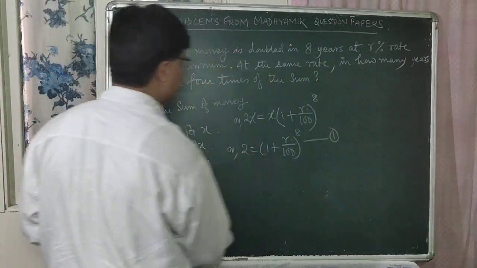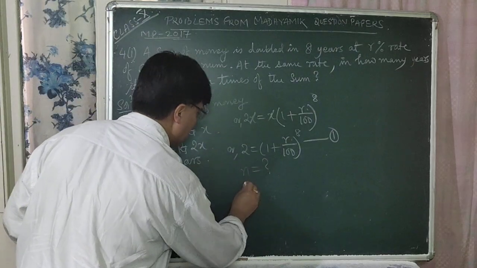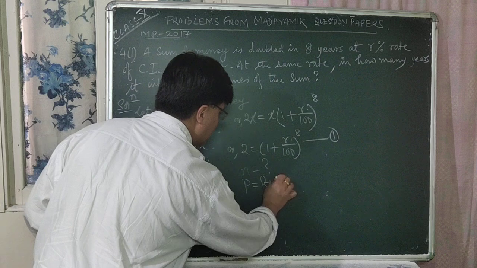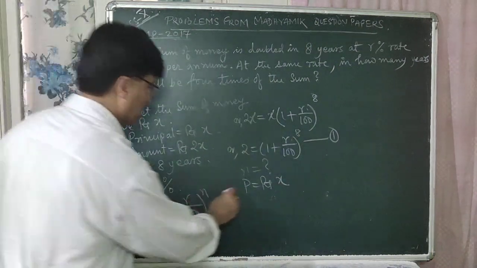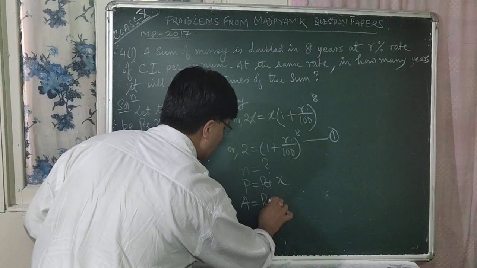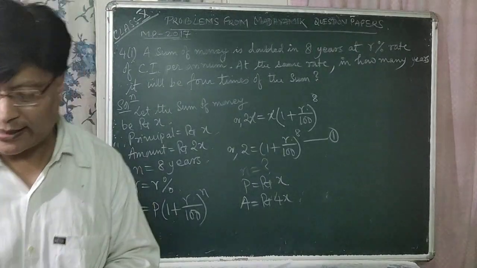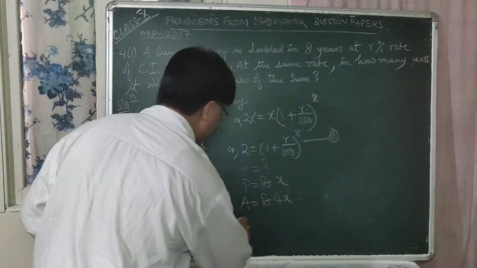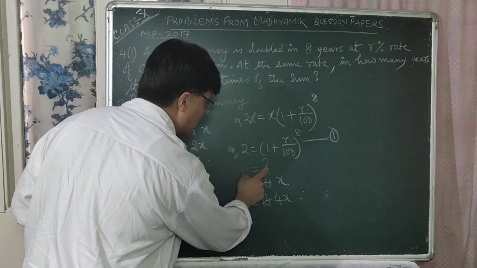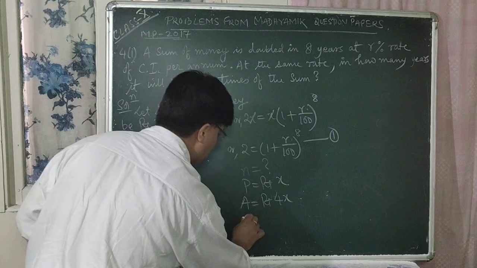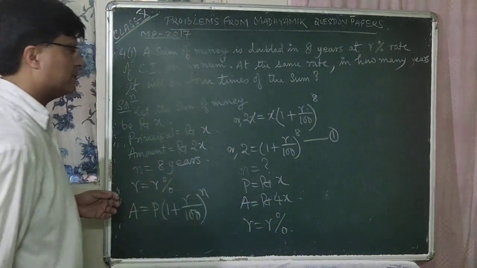So now we have to find out N is equal to question mark. Principal is equal to rupees X. Now the amount will be 4 times of principal. So A is equal to rupees 4X. A is equal to what? Rupees 4X. Is that clear? So now A is equal to rupees 4X, P is equal to rupees X principal, N is equal to question mark. What is the rate of interest? That is r is equal to R%.